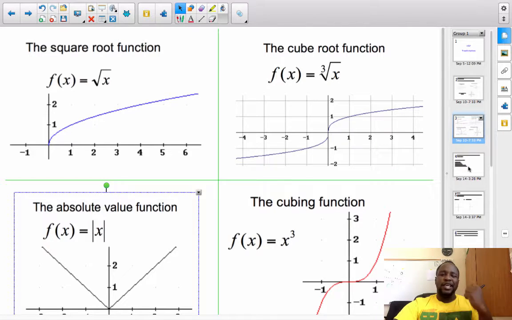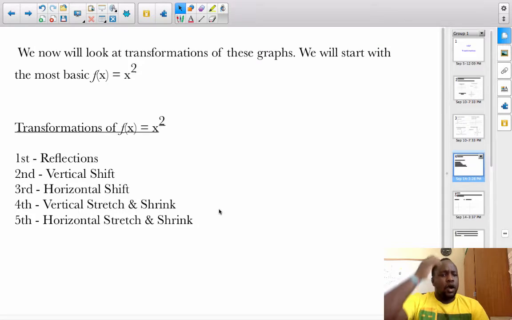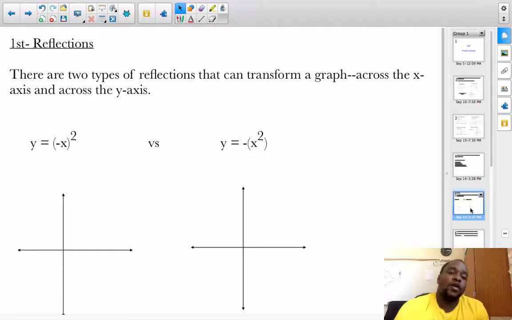Where last time we only had one, the absolute value function, now we're going to be transforming all of these different ones. So we're first going to start off with f of x equals x squared. And these are the different types of transformations that we're going to be doing: reflections, vertical shifts, horizontal shifts, vertical stretch and shrink, and horizontal stretch and shrink. Okay, so first off with the reflections. There are 2 types of reflections that can transform a graph, across the x-axis and across the y-axis.